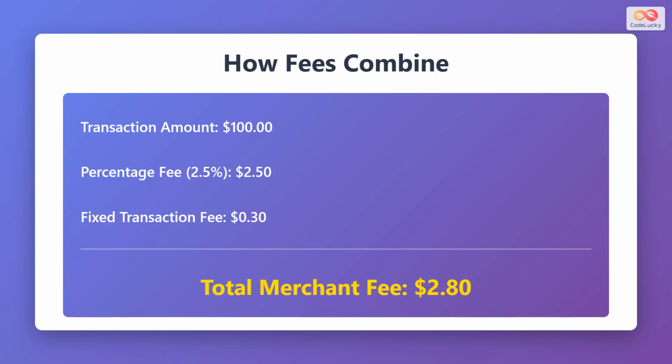In reality, both fees work together. Let's see how they combine using an example. For a $100 transaction with a 2.5% rate and a 30-cent fixed fee, you first calculate the percentage fee of $2.50, then add the fixed fee of 30 cents. Your total merchant fee becomes $2.80 for this single transaction.